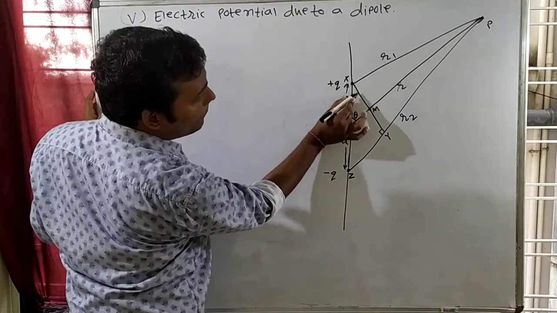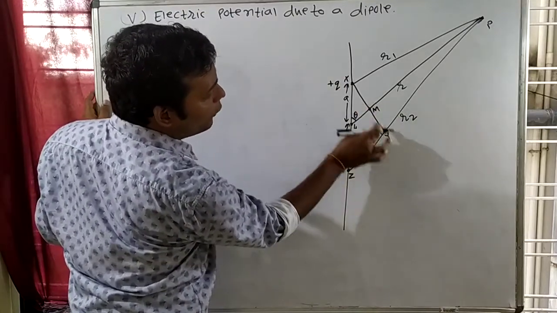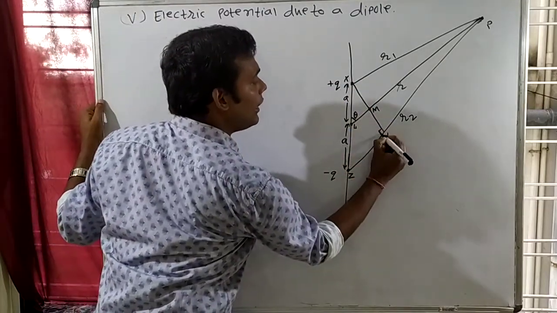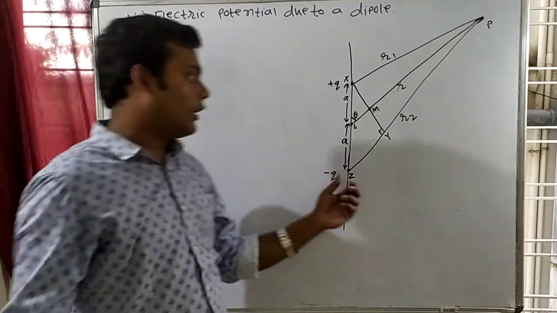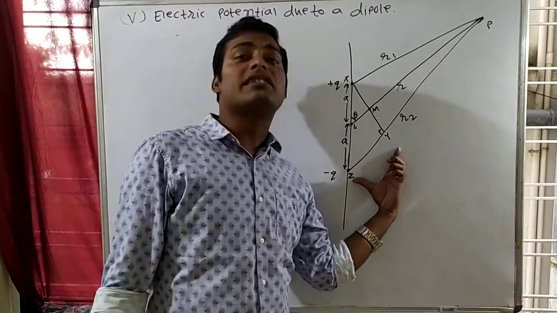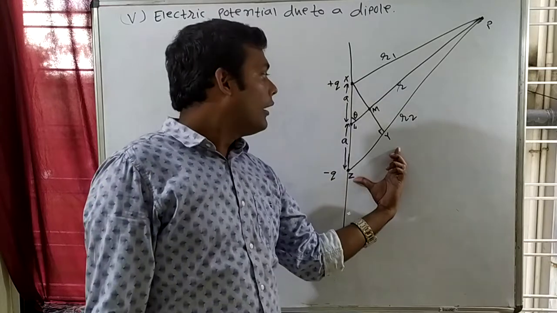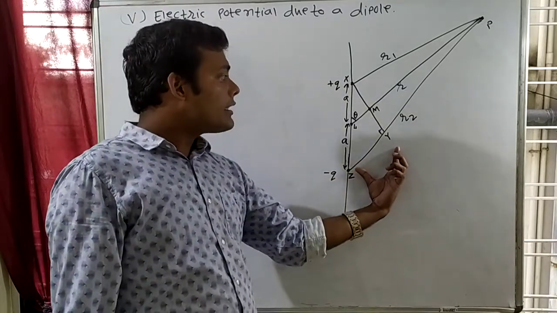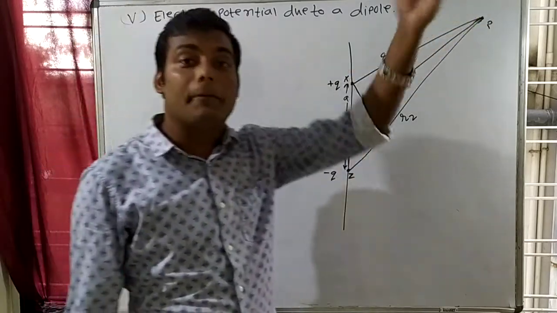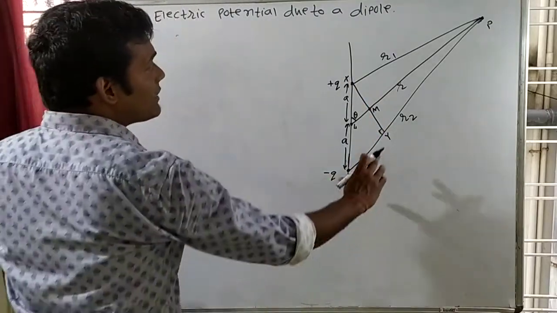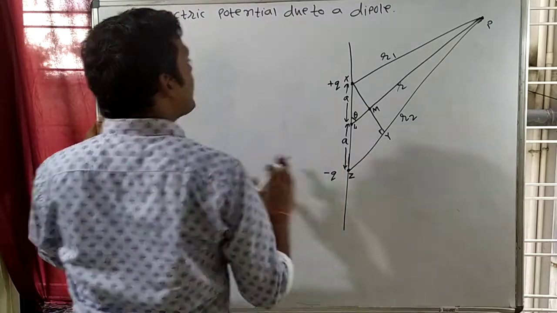I will make a perpendicular line from this point to this line. I will draw a perpendicular line. Now can you see this much extra distance? This extra distance is known as path difference, if you remember wave optics. So this much is the extra distance.